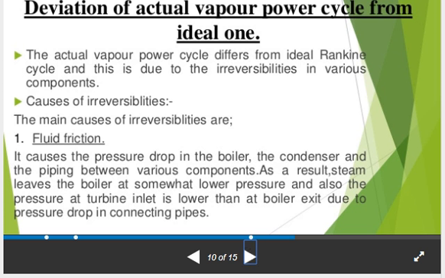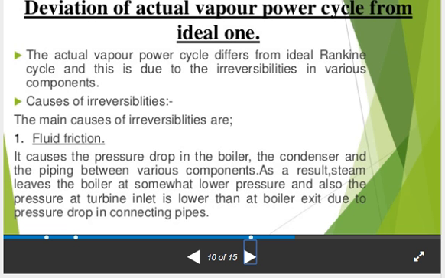Then discuss the deviation of the actual vapor power cycle from the ideal one. The actual vapor power cycle differs from the ideal Rankine cycle, and this is due to the irreversibilities in the various components and causes of irreversibilities. There are many problems created in the turbine section, boiler section, expansion section. Different types of losses and irreversibilities occur.